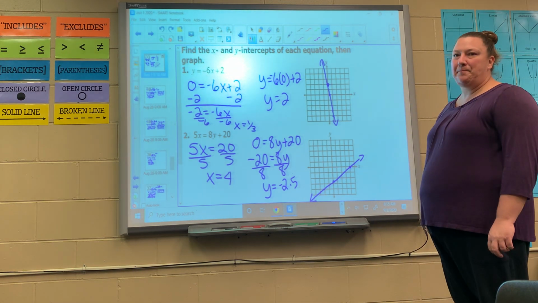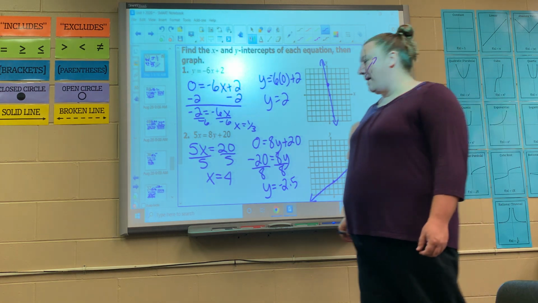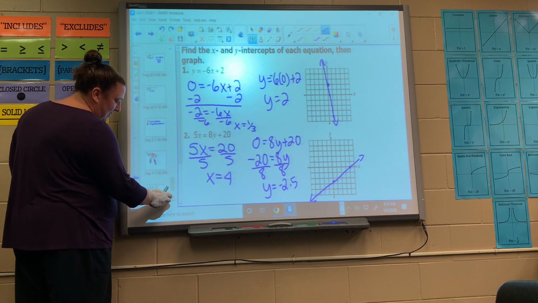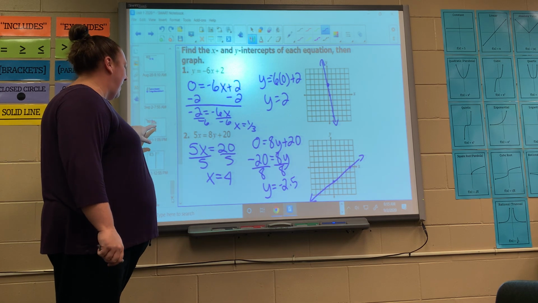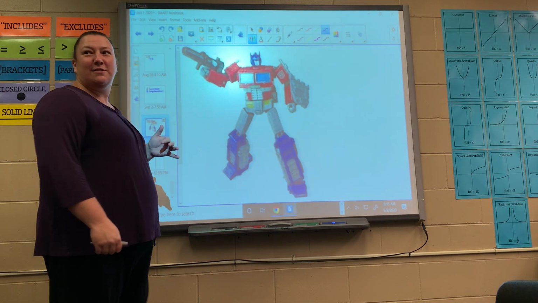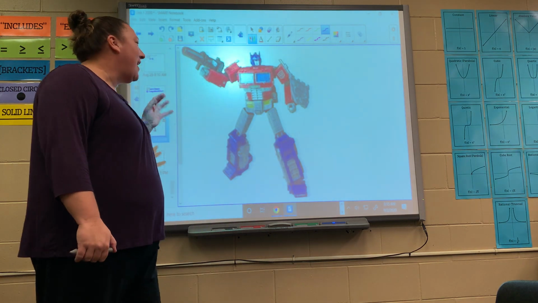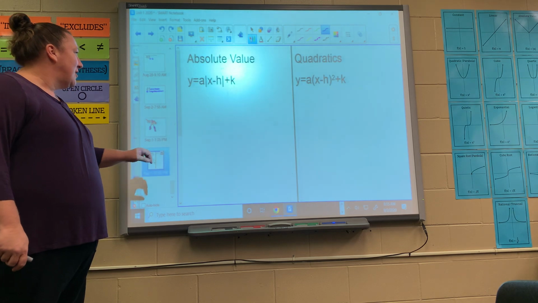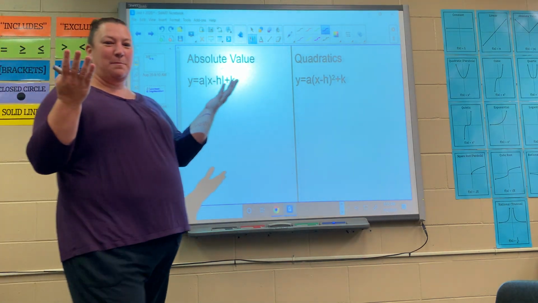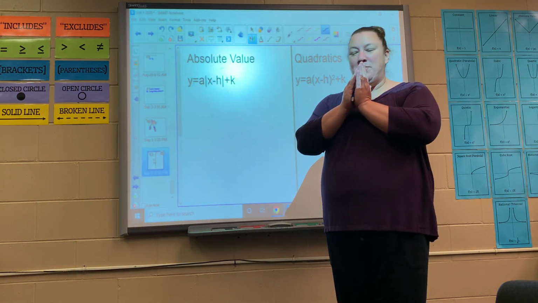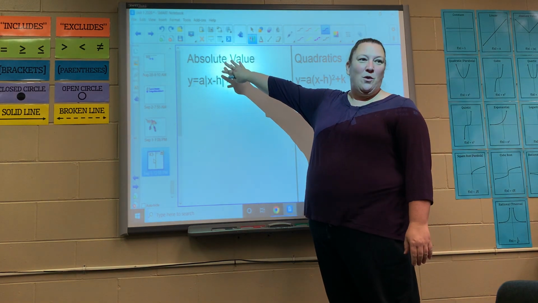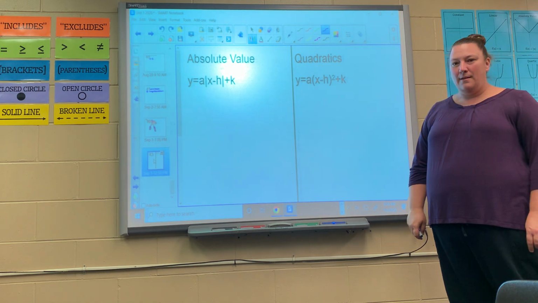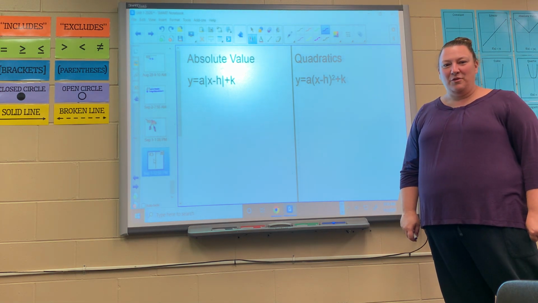and that's my warm-up. Today we're going to talk about transformations that happen in math. So I'm going to start today with my picture of my transformer, because we are going to transform functions into other things. So we're going to start with taking a piece of paper, folding it hot dog style, and we're going to do absolute value on one side, and we're going to do quadratics on the other. Push pause, organize your paper.